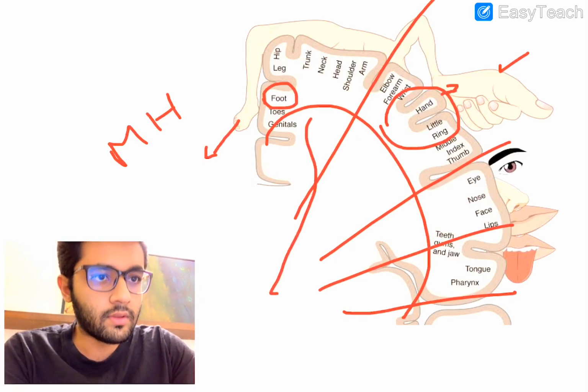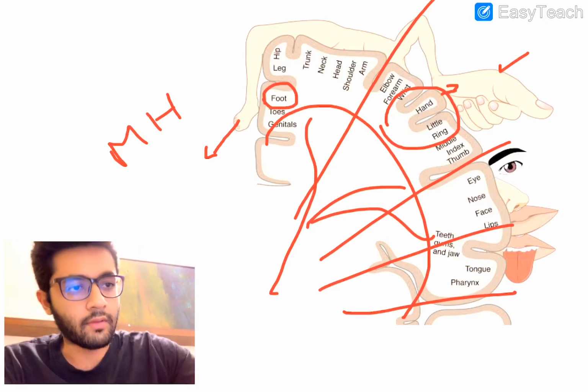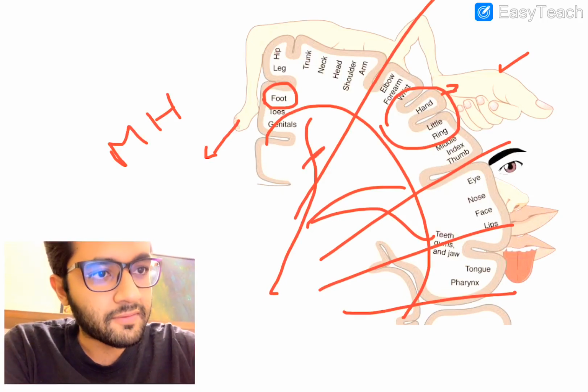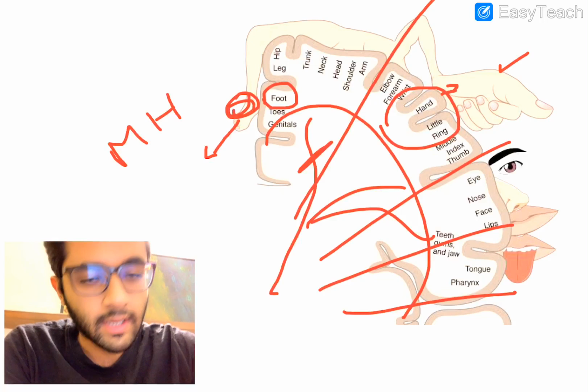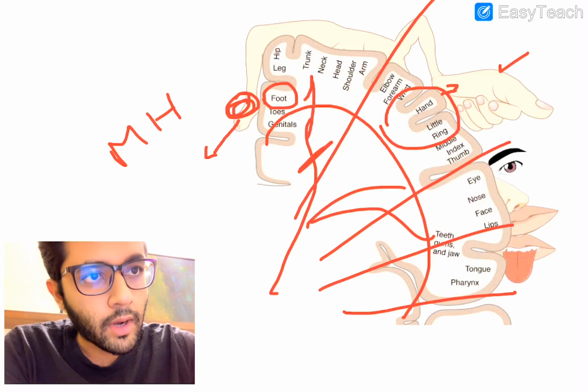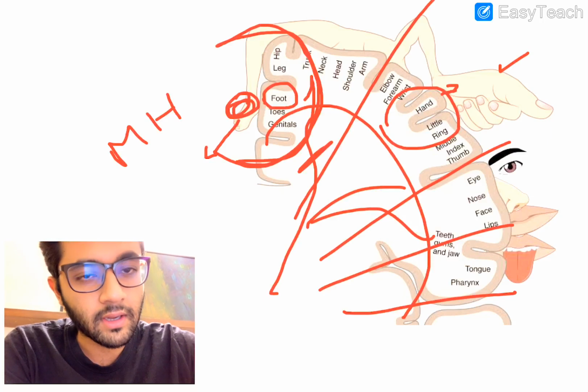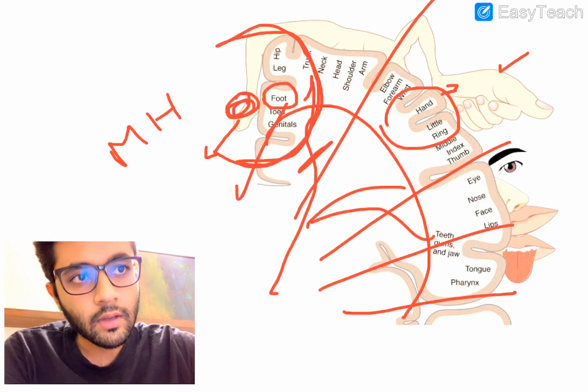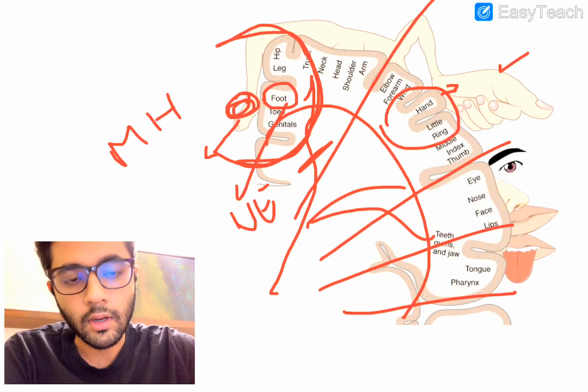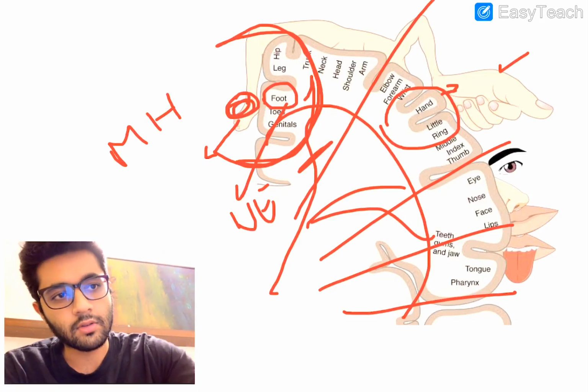All of this gets blood supply from different sources. So if this artery is blocked or there's a lesion here, then this part of the motor cortex is affected, right? And the patient will present with what? Weakness of the foot or lack of motor functioning in the foot, because that part is affected. That is called monoplegia.